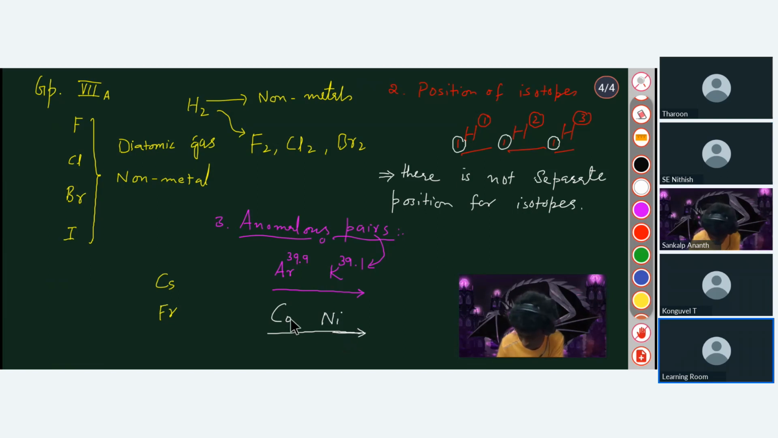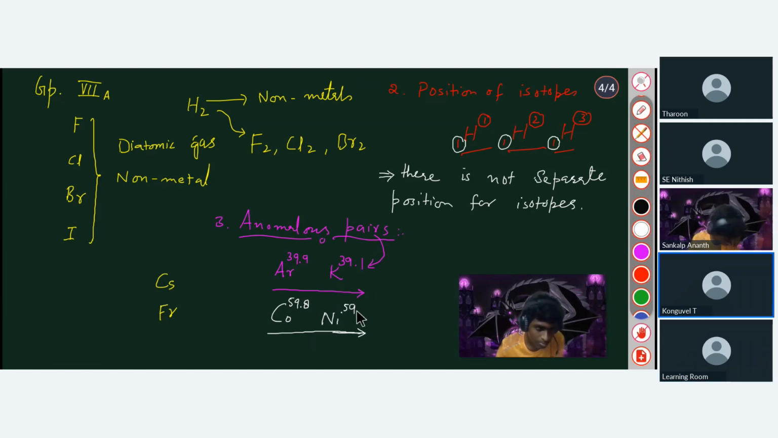But when you check their atomic mass, what is the atomic mass of cobalt? It is 59.9, or 59.8. But nickel is 59.1. Exactly, 59.1. So that means this is also an anomalous pair. I told you that there are some anomalous pairs in Mendeleev's periodic table, which don't follow the increasing order of atomic mass.